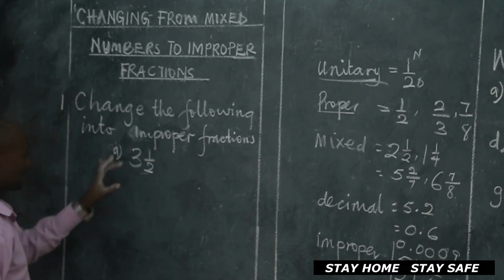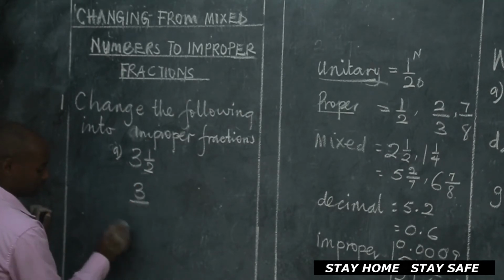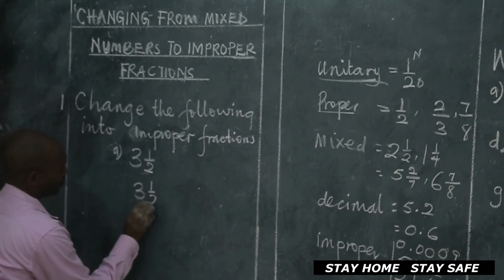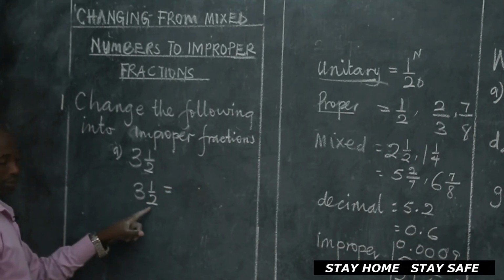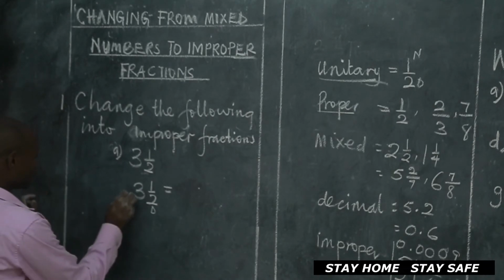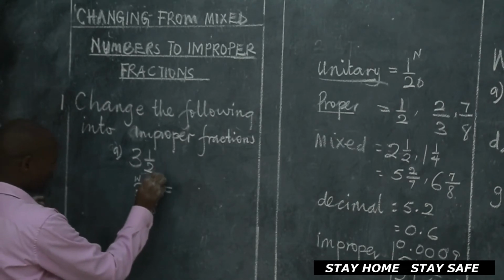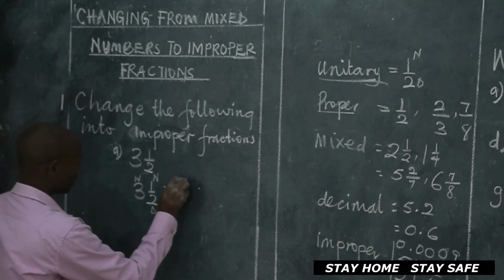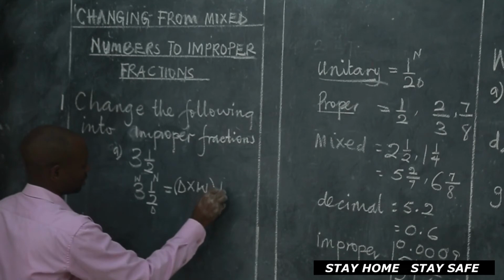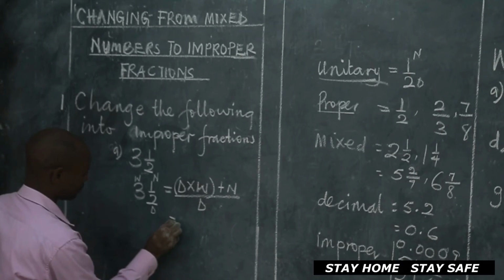Okay, 3 and a half. So if I tell you to change 3 and a half, this one down is called the denominator. This one is called the whole number. This one is called the numerator. So the formula is denominator times whole number, you put it in brackets, then plus numerator. Then you divide by the denominator.